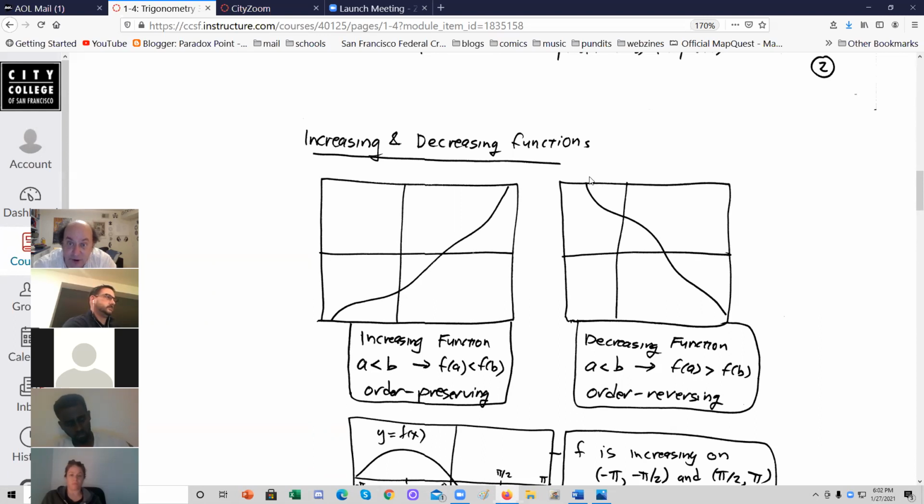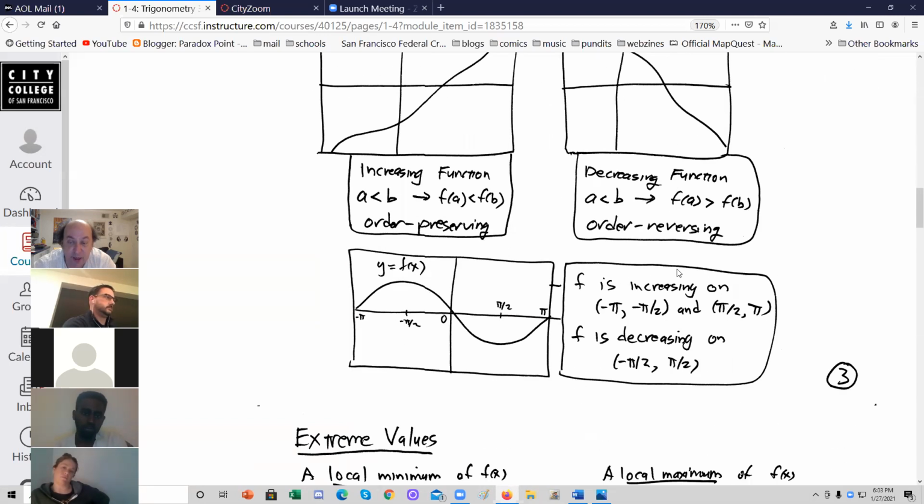A decreasing function goes from upper left to lower right. When you increase the input, you decrease the output. So I prefer to think of these as order reversing. But still, you can see increasing goes like this, decreasing goes like that. Some functions increase, then decrease, then increase again. This function is increasing for x from negative pi to negative pi halves, and also from pi halves to pi. It is decreasing from minus pi halves to pi halves.